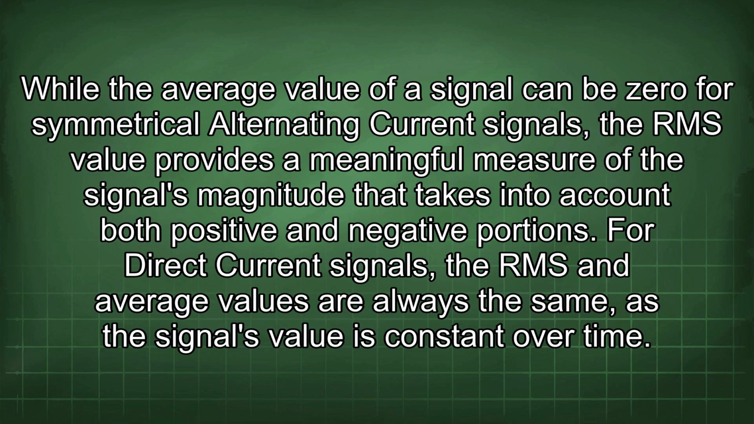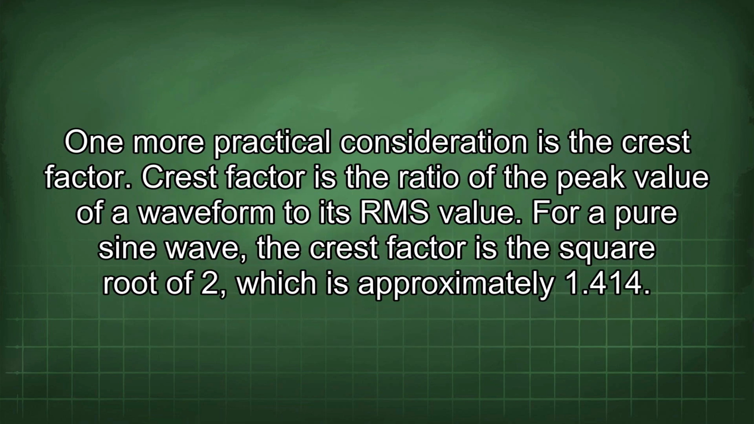While the average value of a signal can be zero for symmetrical alternating current signals, the RMS value provides a meaningful measure of the signal's magnitude that takes into account both positive and negative portions. For direct current signals, the RMS and average values are always the same, as the signal's value is constant over time. One more practical consideration is the crest factor.